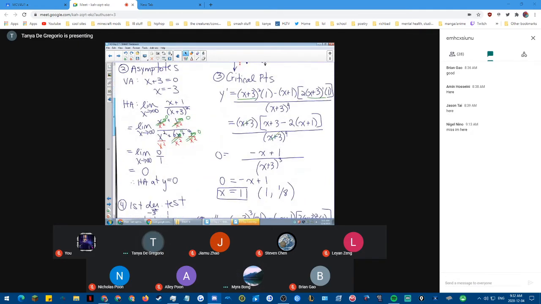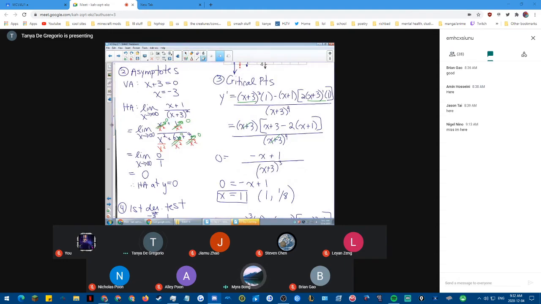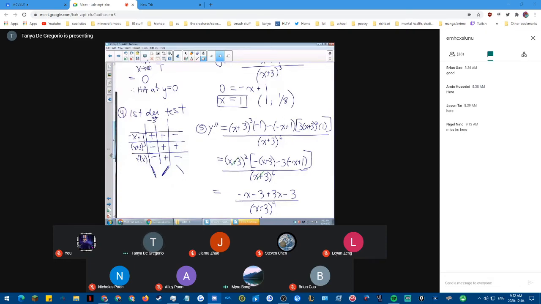Miss, for the end behaviors, when you say to sub in a really large number or really small number, where do you sub that into? Always the original. Because you're talking about the graph, like points on the graph, so always the original function. Oh, okay, thank you. No problem.